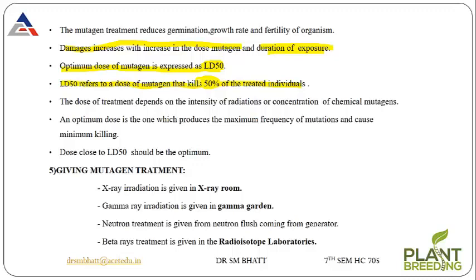So how is the mutagen treatment given? X-ray radiation is given in the X-ray room. Gamma ray radiation is given in the gamma garden. Neutron treatment is given by the neutron flush coming from a generator. Beta ray treatment is given in the laboratories.